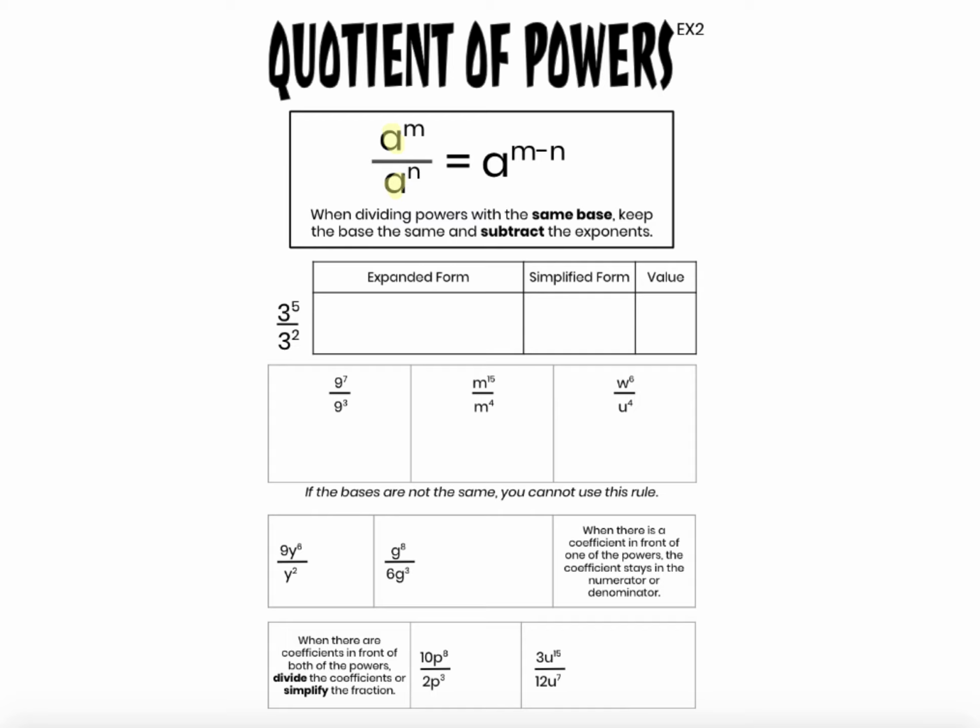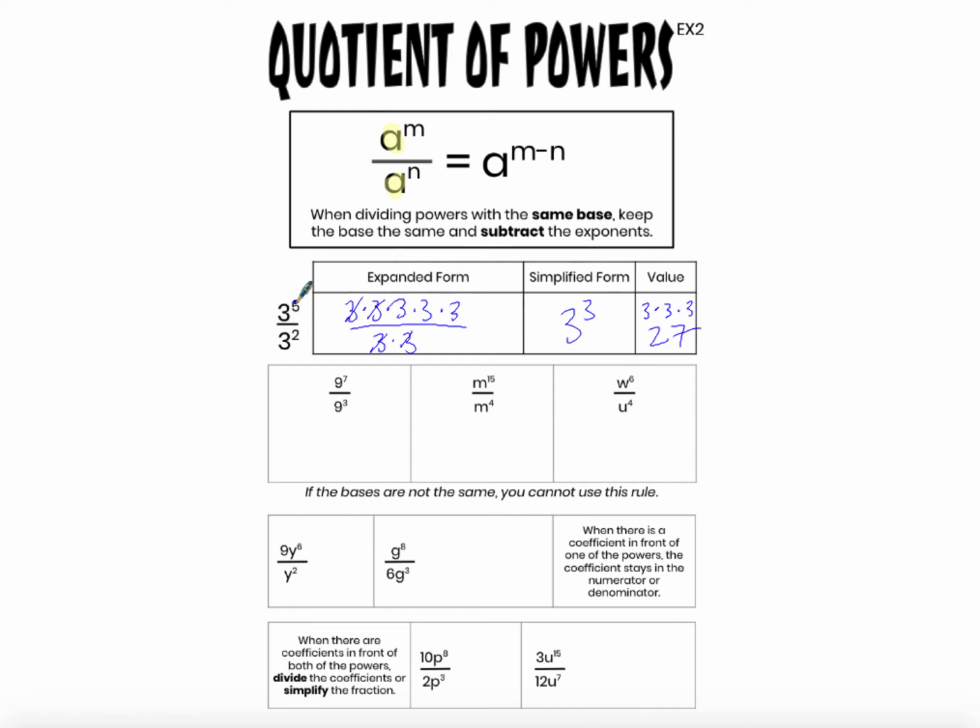If you start to get the rules mixed up in your mind, it's always useful to go ahead and write the expression in expanded form. So 3 to the 5th is 3 times 3 times 3 times 3 times 3 over, or divided by, 3 squared, which is 3 times 3. When we cross out our common factors, 3 divided by 3 is 1, and here's another one, 3 divided by 3, which just simplifies to 1. That gives me 3 times 3 times 3, or 3 to the third power. The value of 3 to the third power is 3 times 3, which is 9, times 3, which is 27.